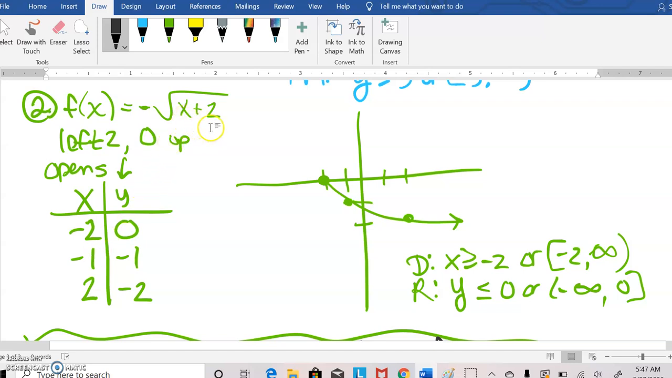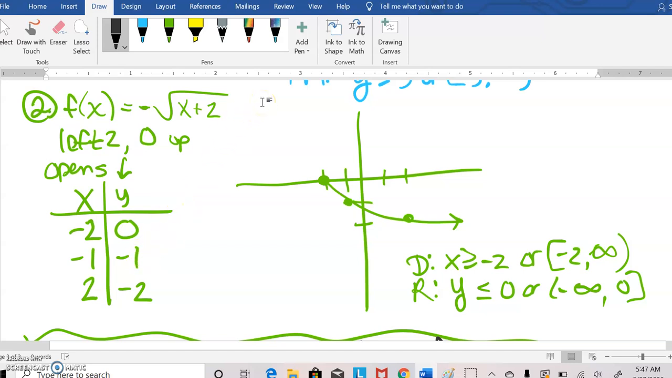Substituting in negative 1 plus 2 is 1. The square root of 1 is 1. Negated is negative 1. So I'll say that again. Substituting in negative 1 plus 2 is 1. The square root of 1 is 1. And then negate it, negative 1.